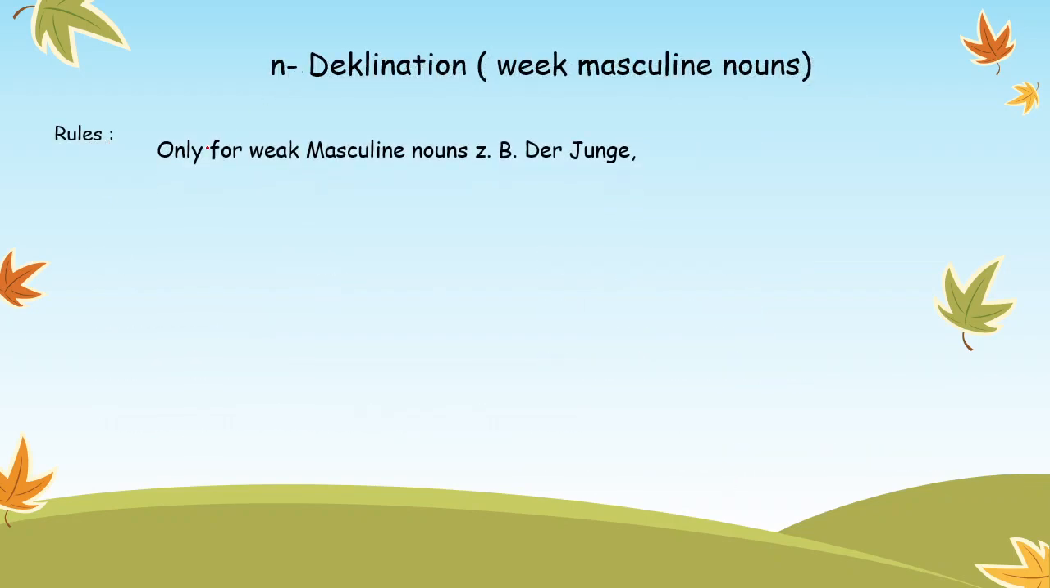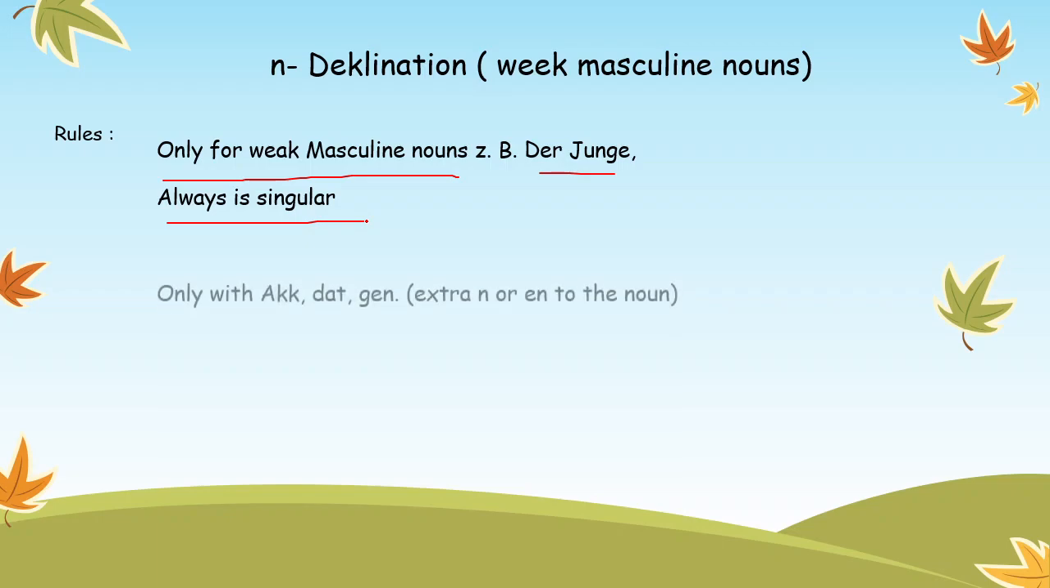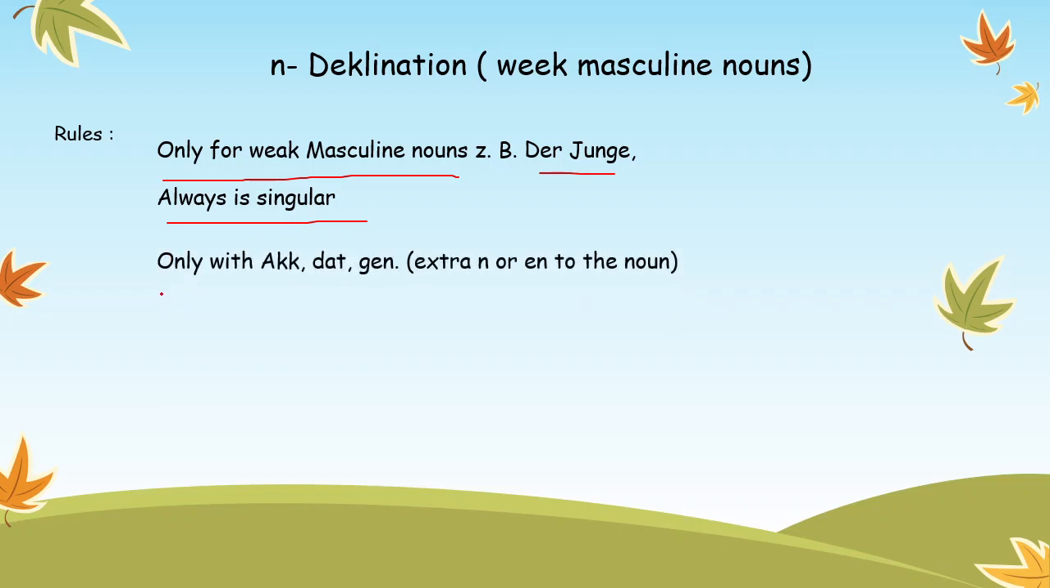Rules. What does the rule say? Only for weak masculine nouns, zum Beispiel der Junge. As you already know, only for weak masculine nouns, always in the singular. Then how do we differentiate, because when we add N, Jungen is the same form as the plural? So it only applies with the accusative, dative and genitive.